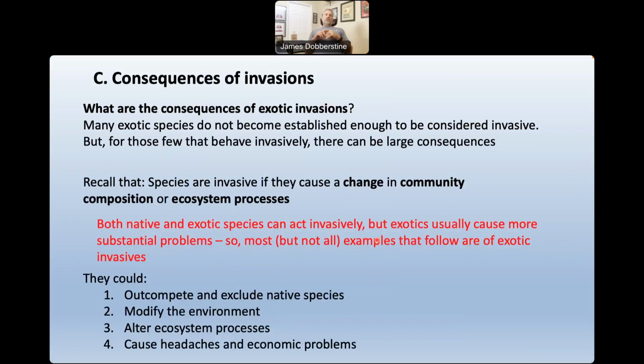All right, so what are the consequences of this? What actually happens when you have these exotics introduced into an area that didn't have them before? As I mentioned earlier, for many invasive species, it's hard for them to get established enough to be considered invasive. So you might see them in low levels. Sometimes they'll come and then eventually be pushed back out because they're just not competitive enough. And that really is very situation specific.